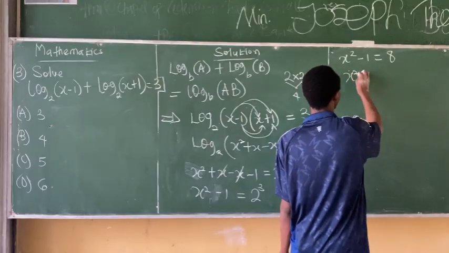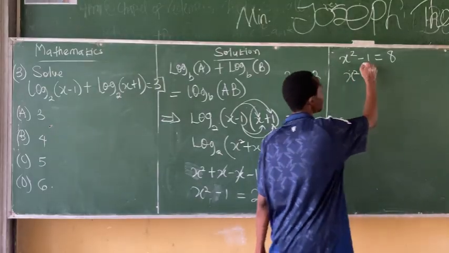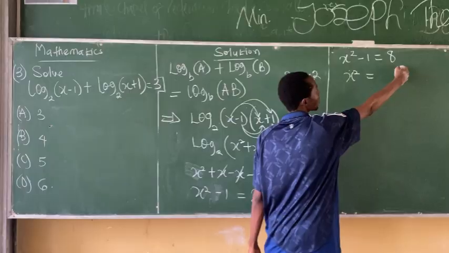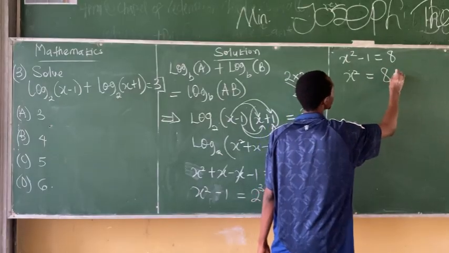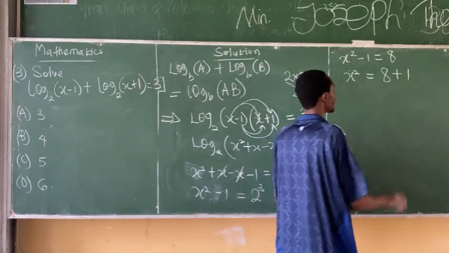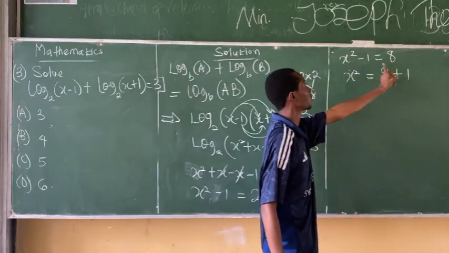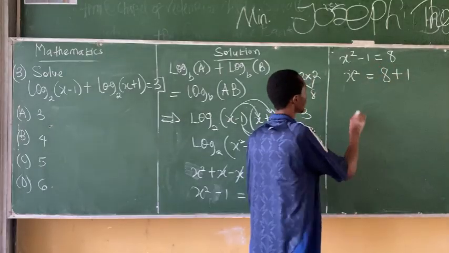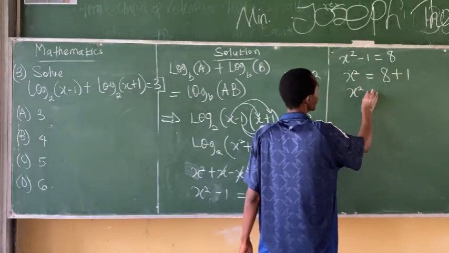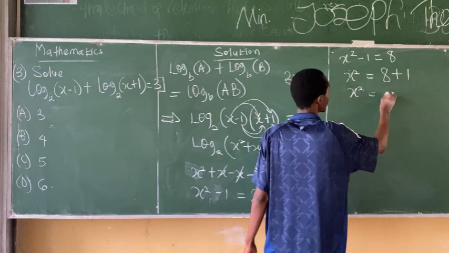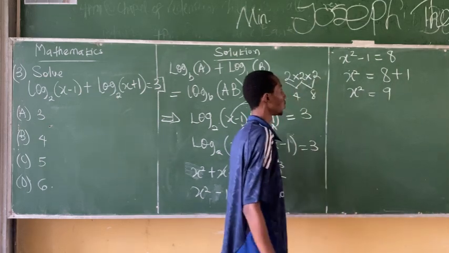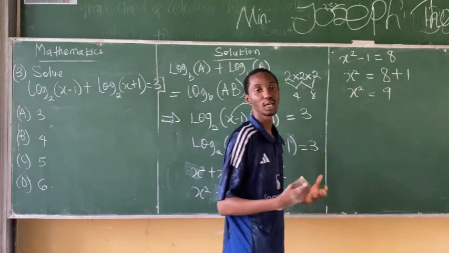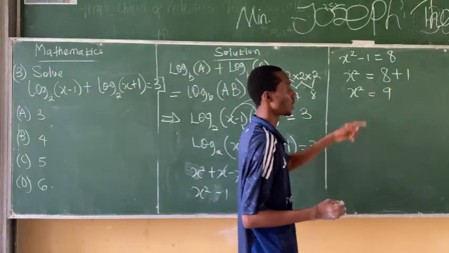We have x squared is equal to, if minus 1 plus the equality sign to this other side, it becomes 8 plus 1. The sign changes from minus to plus. X squared is equal to 8 plus 1 is equal to 9. We are asked to look for x and not x squared, so we take the square root of both sides.